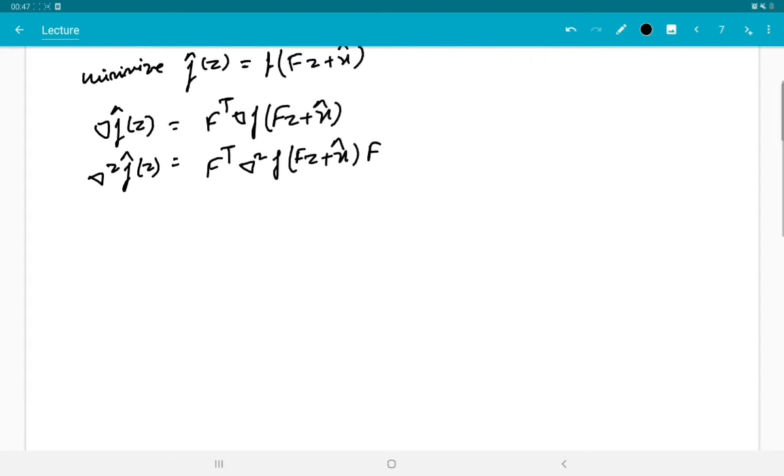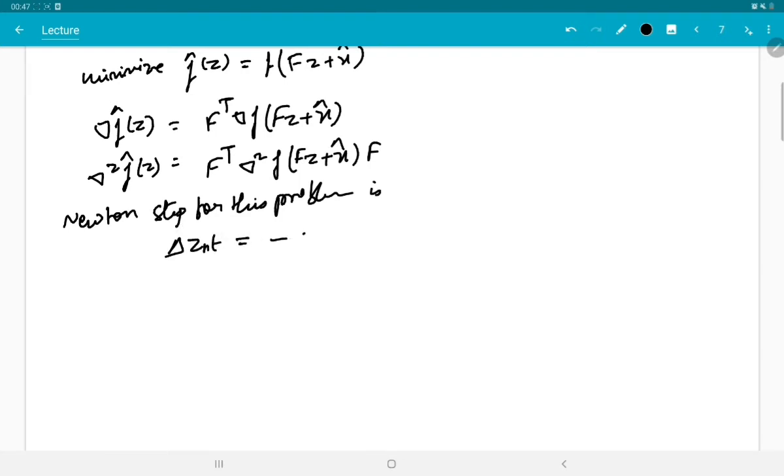Now this is an unconstrained problem, and we can define the Newton step for this unconstrained problem. The Newton step for this problem is delta z_nt equal to minus del square f hat of z inverse times del f hat of z. This is from the expression of the unconstrained step.